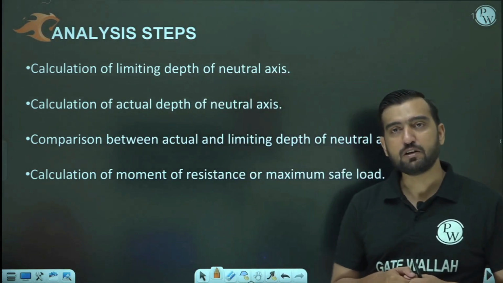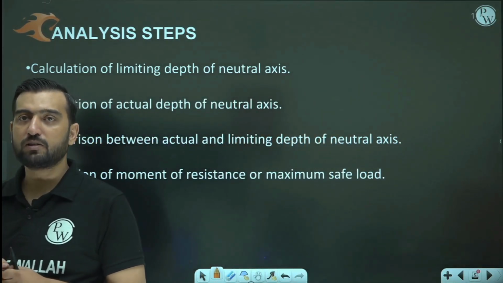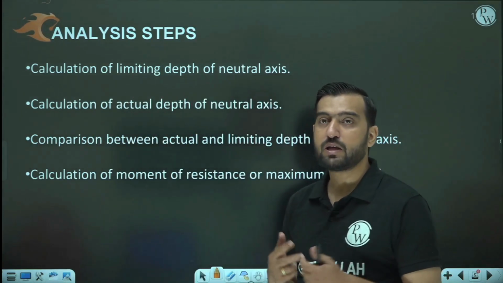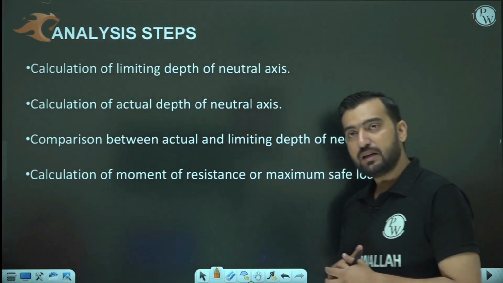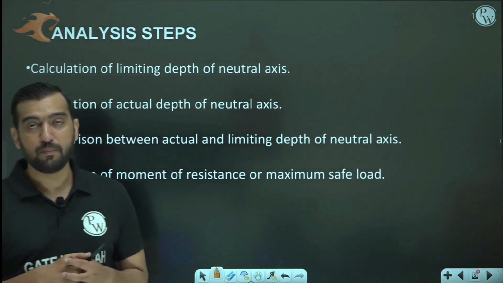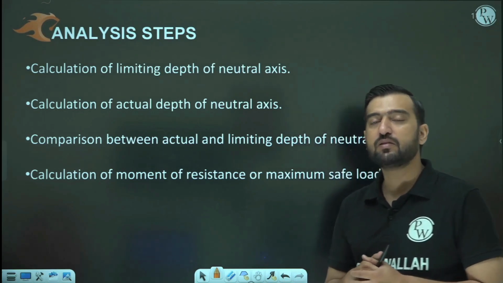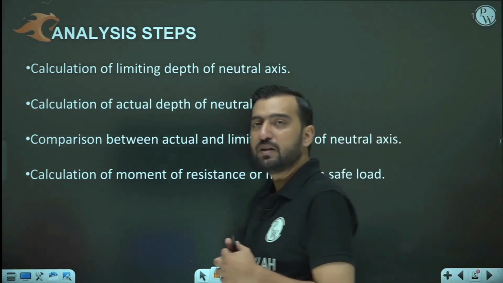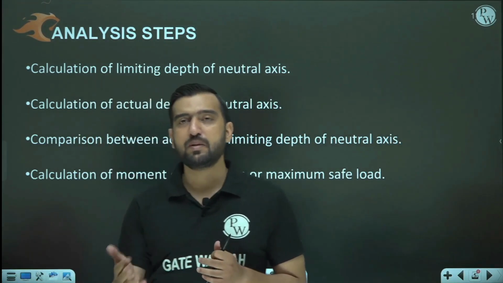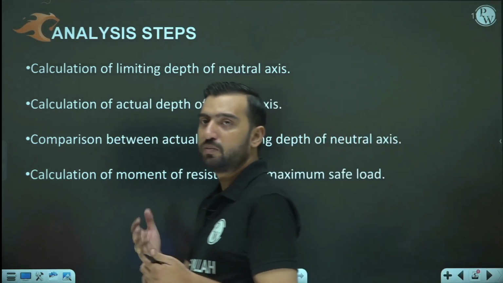So there are a total of 4 steps for reaching the moment of resistance or maximum safe load. First is calculation of limiting depth of neutral axis, or you can say balanced depth of neutral axis. The second step is to find the actual depth of neutral axis, and in the third step we are going to make a comparison between the actual and limiting depth of neutral axis. In the final step we will see how to calculate the moment of resistance, and that moment of resistance can be converted into the maximum safe load.